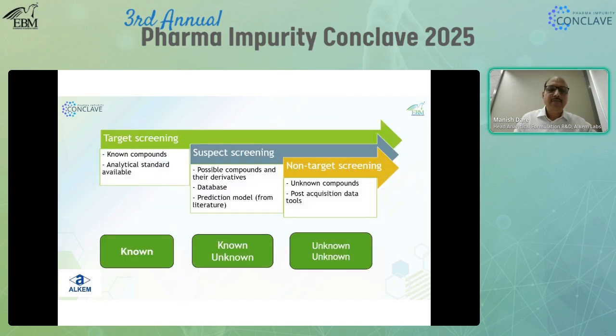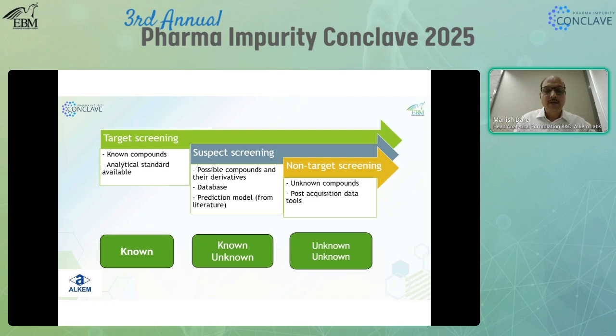This slide clearly defines that, as I said, target screening would be for the known impurity, whether it is a process impurity, degradant impurity, any category of organic, inorganic, and genotoxic impurities, or maybe a nitrosamine impurity. If any unknown impurities are coming, whether known or unknown, it means if a database is available, then it may come into the category of suspect screening.